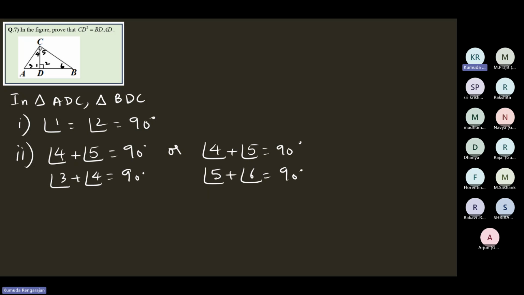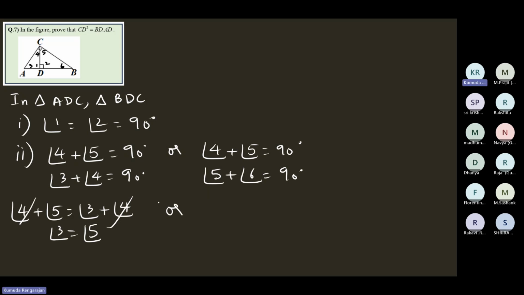Okay, so when you compare these two, 4 plus 5 is 90, 3 plus 4 is 90, we have angle 4 plus angle 5 is equal to angle 3 plus angle 4. So 4 on either side gets cancelled. Angle 3 is equal to angle 5. If you work all the three, you will say AAA similarity criterion. If you work any one of the two, then it will be AA. So here 4 plus 5 is 90, 5 plus 6 is 90. So 4 plus 5 is equal to 5 plus 6. So 5 gets cancelled on both sides and angle 4 is equal to angle 6.